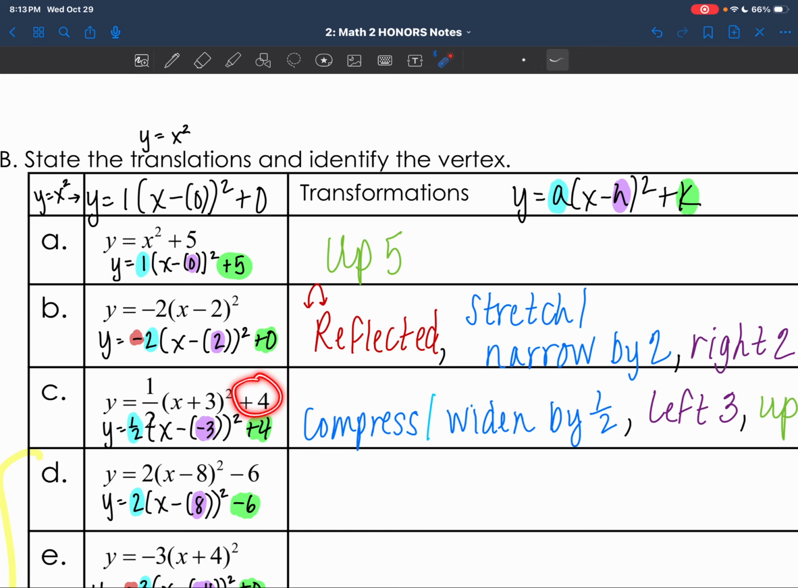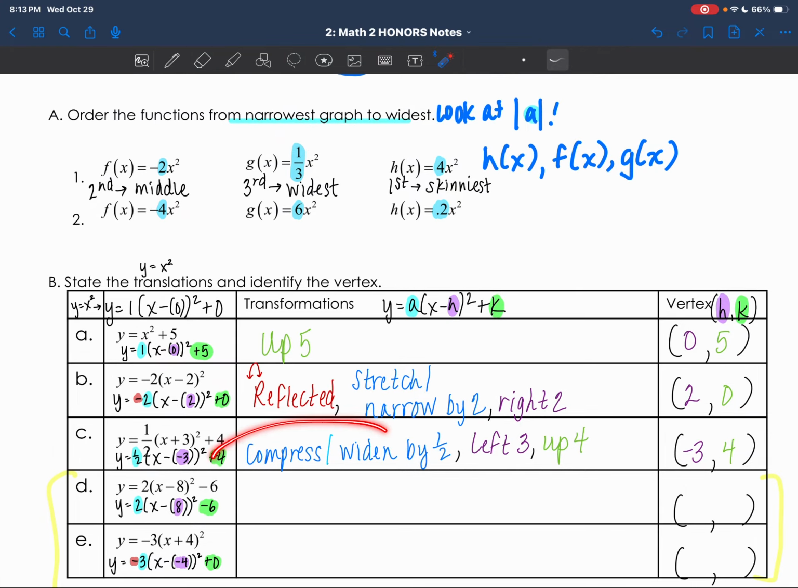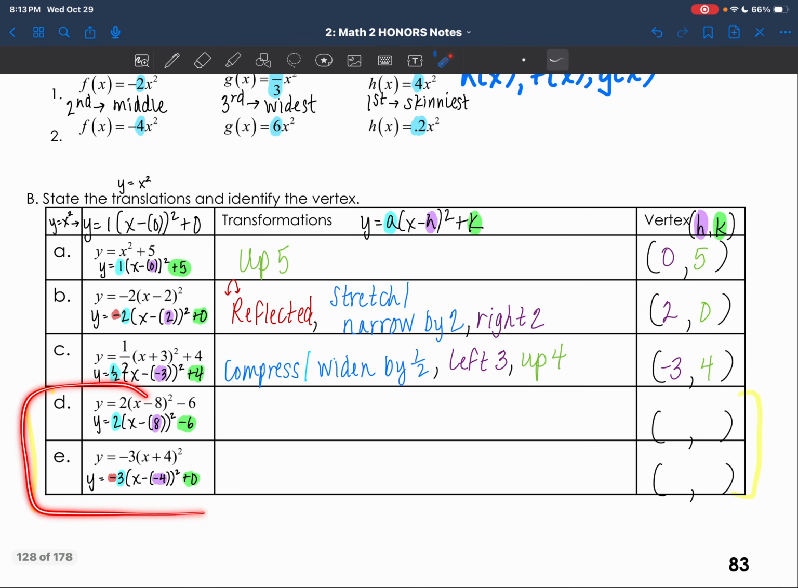And then k, we don't worry, we just do exactly what the sign says. So this is telling you we're going to go up 4. So make sure you write this down. And then your vertex is h, k, which is that. So I want you to go ahead and try those two. And like I said, I already kind of gave you a hint here.